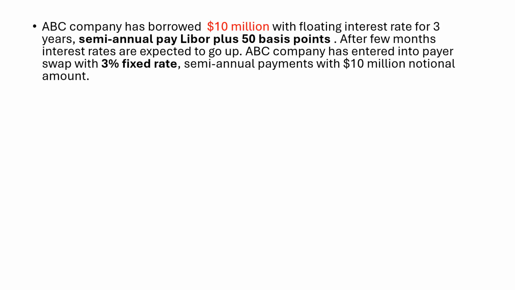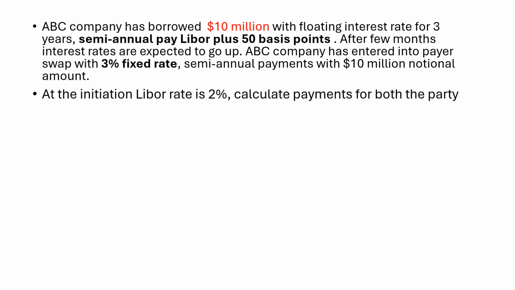Let us see an example with the calculation. ABC company has borrowed 10 million with a floating interest rate for 3 years, semi-annual pay, LIBOR plus 50 basis points. After a few months, interest rates are expected to go up. So which swap do they need? We have a floating interest rate liability. So liability, floating interest rate, rising rate, we need a negative duration, which is a pair swap. So ABC has entered into a pair swap with a 3% fixed rate. This information has been given.